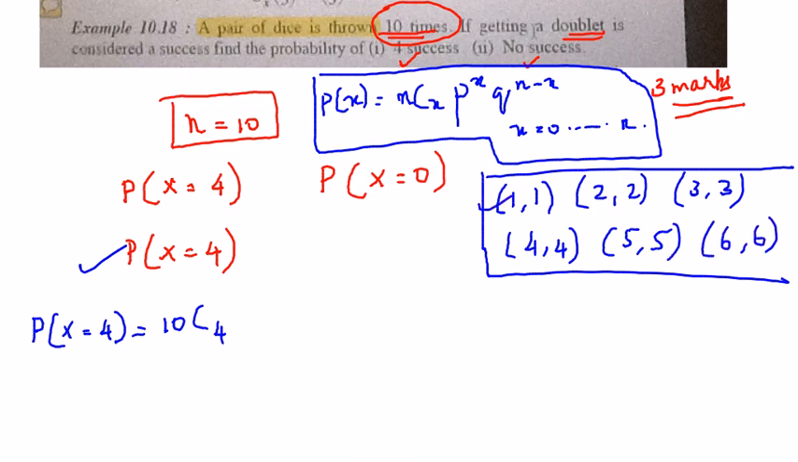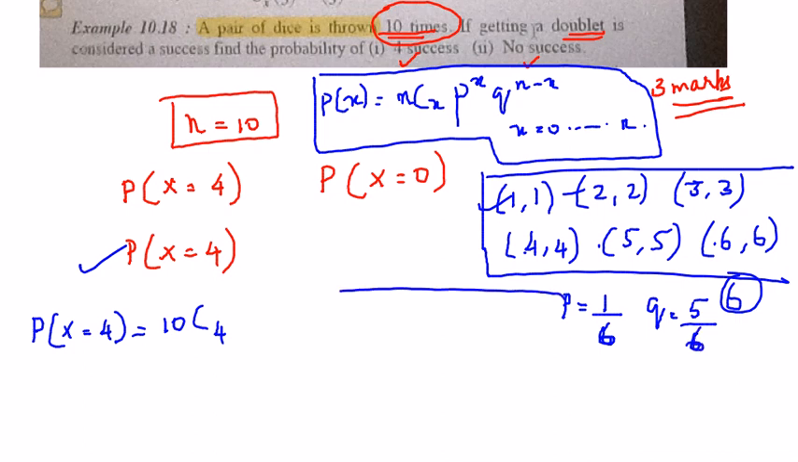So this is what a doublet means. I'll get the same number in both my dice. So you totally have 1, 2, 3, 4, 5, 6 outcomes. Therefore, my probability of getting a success p is going to be 1/6. Getting a doublet is 1/6. And the probability of not getting a doublet is going to be 1 minus 1/6, which is 5/6. Now substitute these two in this equation, right? So it's going to be 10C4, p^x, which is (1/6)^4, and (5/6)^(n-x).